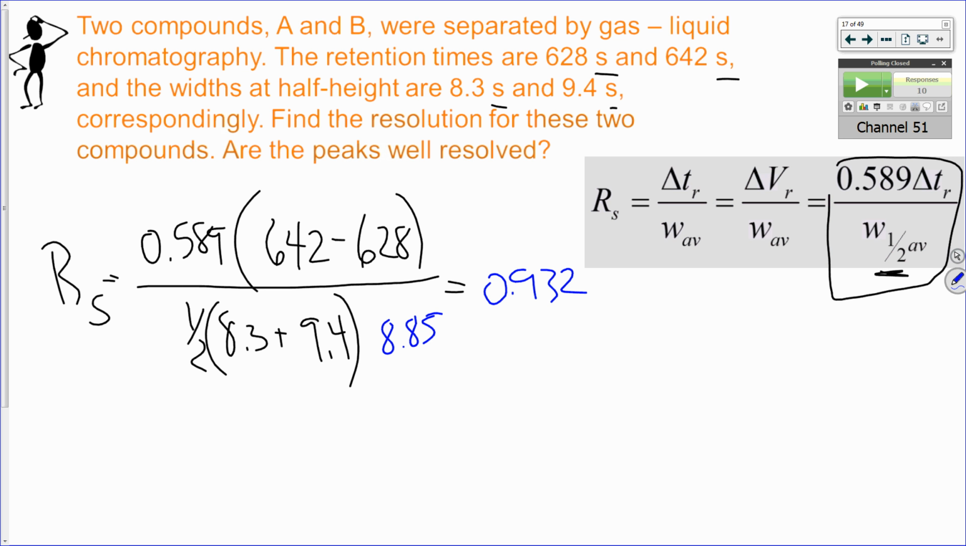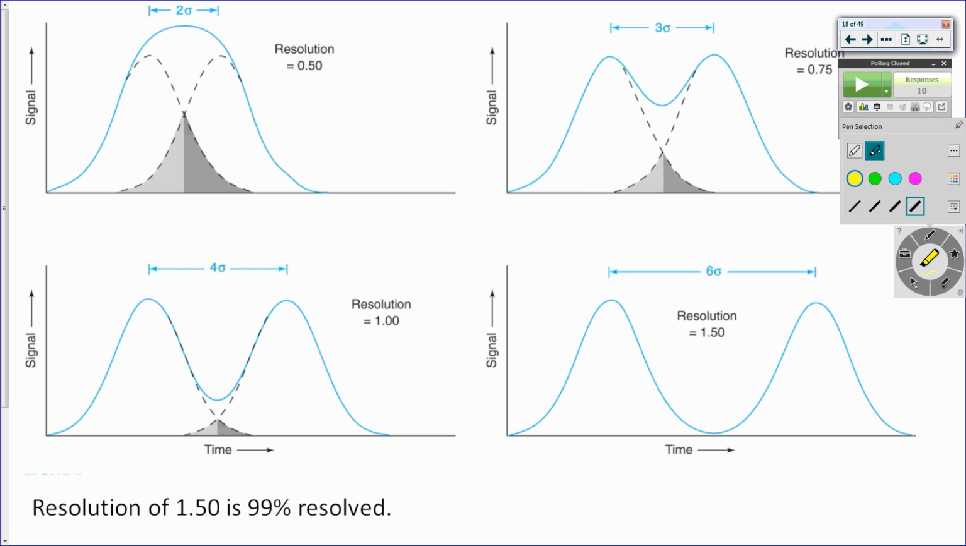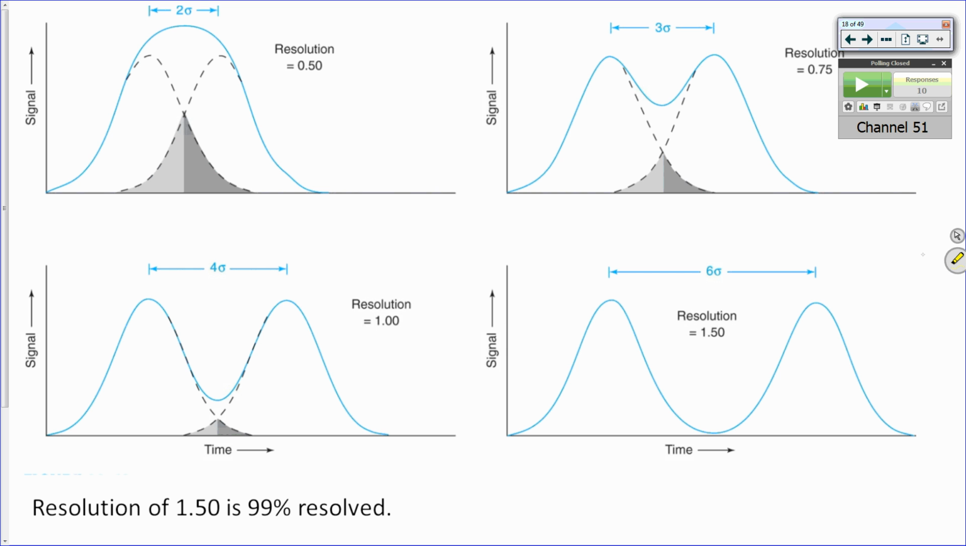Okay. So I get a resolution, if I did the math right, of 0.932. And then I asked the question, are the peaks well resolved? Well, this is where you would have to know something about what resolution means and what the different numbers mean. So you'd have to have knowledge of this slide. Here I give the example of some different resolutions and what these effective separations are. So here's a resolution of 1/2, and if I look at this, this would appear as a single peak.